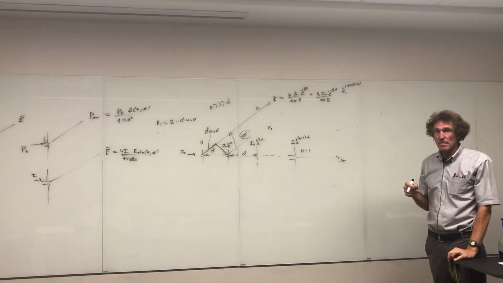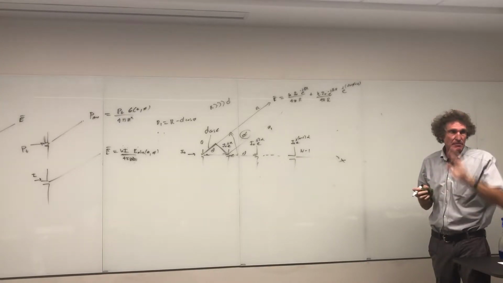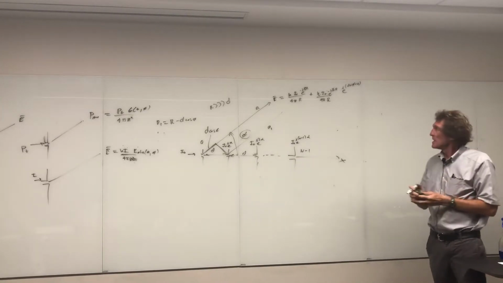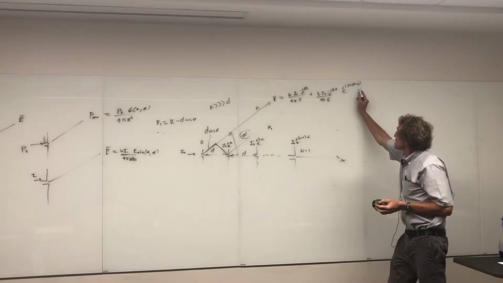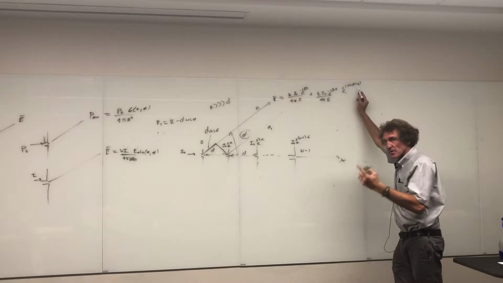You all see what I'm doing? I'm just trying to break out the e to the minus j beta r by itself and see what's left. And that's what's left. It's beta d cosine of phi plus alpha, which is the phase difference between the first current and the second.